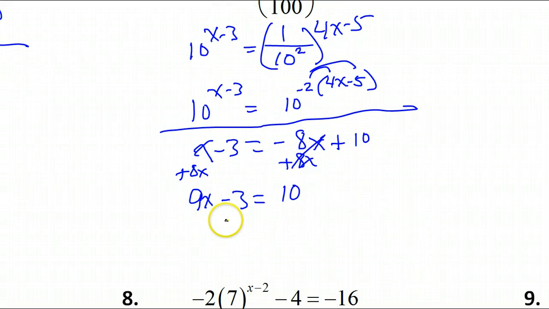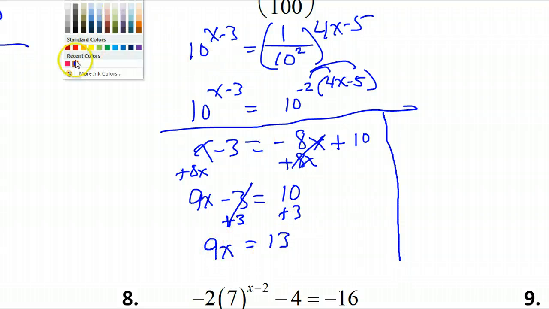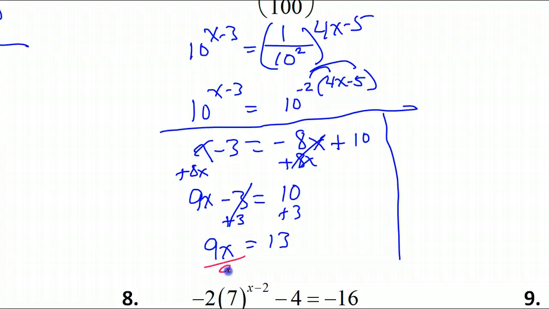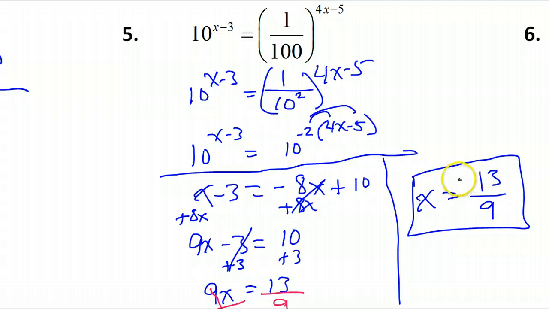Next I would add 3 to both sides. That will give me 9x is equal to 13. Last, I would divide both sides by 9. That's why we get that x is 13 over 9. That was number 5.